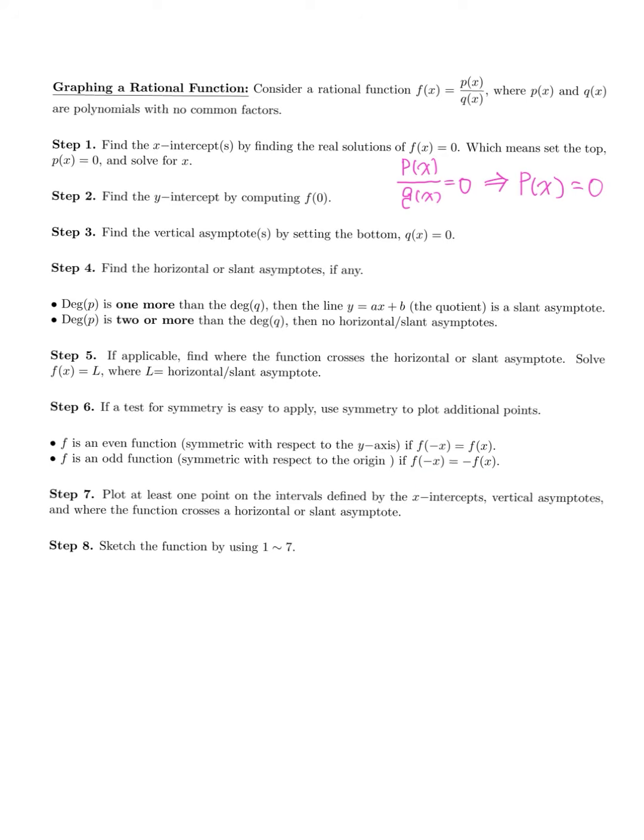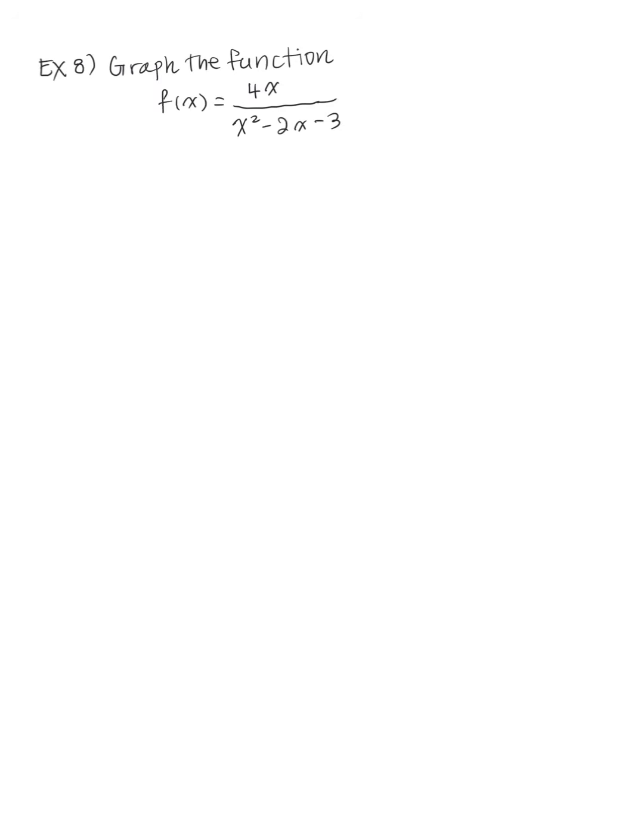All right, 2 more steps. Ready? Step 7, plot at least 1 point on the interval defined by the x-intercepts, vertical asymptotes, and where the function crosses a horizontal or slant asymptote. And step 8, graph that sucker. All right, let's do the last example for today's lecture here. So it says graph the function f of x equals 4x whole thing divided by x squared minus 2x minus 3. I know I just wrote graph the function. That does not mean that you punch it in the calculator and then boom, here's the picture.